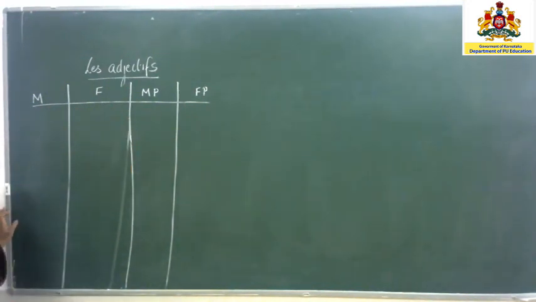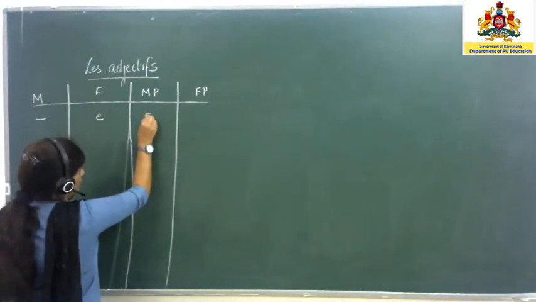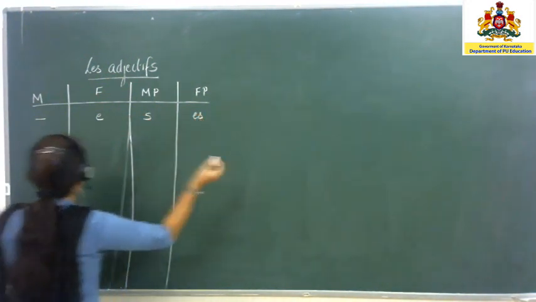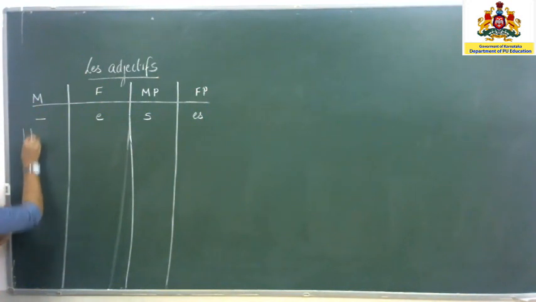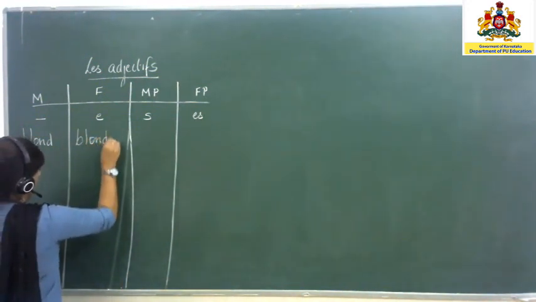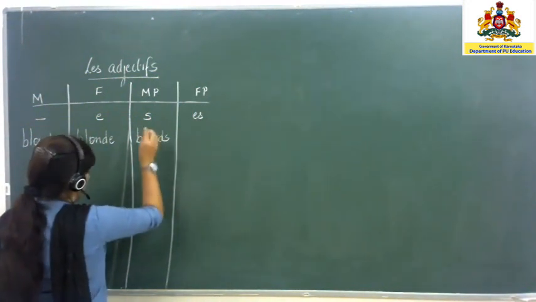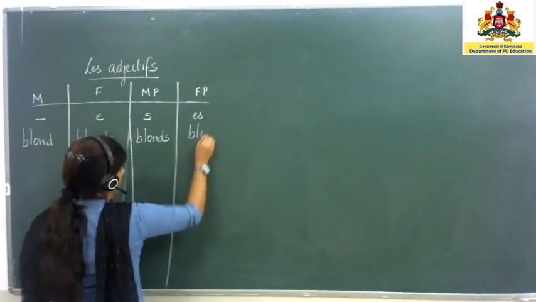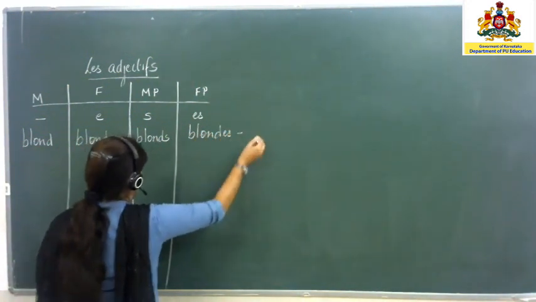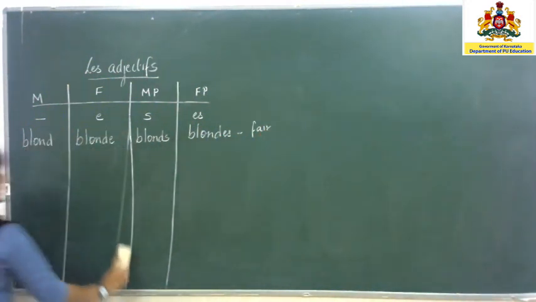Fine. So generally, how do you change an adjective? The masculine could end with anything, just add an E. To the masculine plural, add an S, and to the feminine plural, add an ES. For example, the word blond, meaning fair. Masculine, blond. Feminine, blonde. Masculine plural, blonds, and feminine plural, blondes, meaning fair.